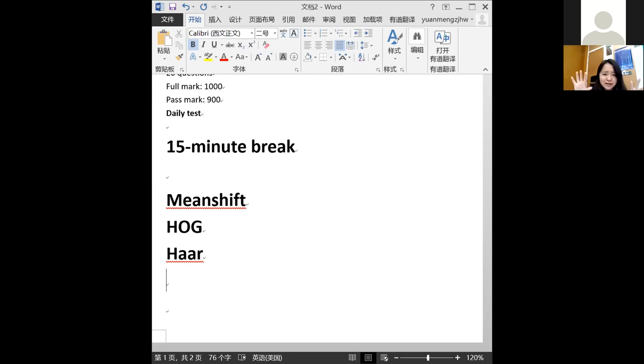Actually, not only in computer vision but also in speech recognition and natural language processing, there are a lot of algorithms that belong to the AI subtopic but are not machine learning algorithms. For computer vision, like mean shift and a lot of feature descriptors like HOG, histogram of gradient, a lot of these algorithms are rule-based algorithms, and it's not a machine learning algorithm.